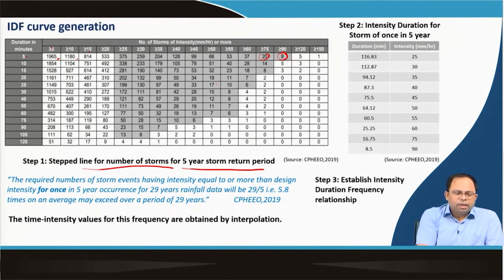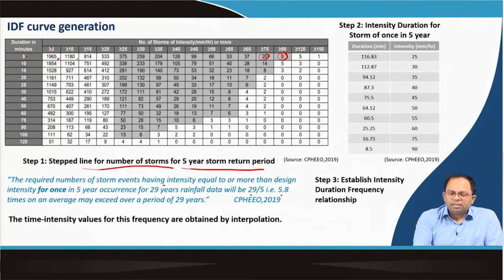So, how do I determine that? What it means is, the required number of storm events having intensity equal to or more than the design intensity for once in 5-year occurrence for 29 years of rainfall data will be 29 divided by 5, that is 5.8 times on an average may exceed over a period of 29 years. So, more or less, because we are going for a 5-year return period and the total data is for 29 years, there is a chance that 5.8 times on an average the rainfall intensity may exceed over that 29 years.